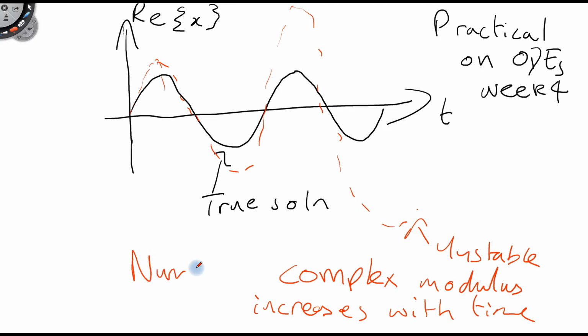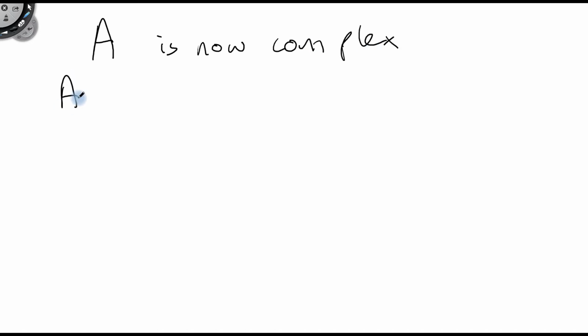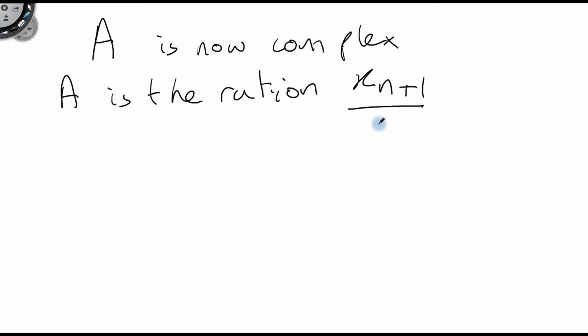And this is a numerical solution, complex modulus. Okay, so the numerical complex modulus increases with time. So this is what we're going to look at. In our new nomenclature, this thing A is now complex, and remember A is the ratio of one step to the other, so it's x_{n+1} to x_n, right?